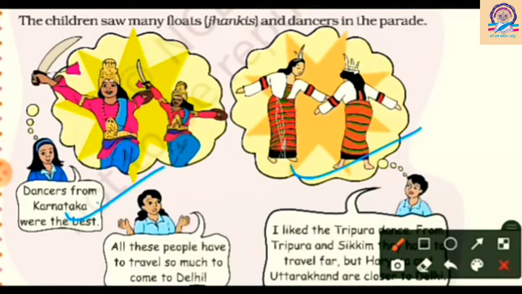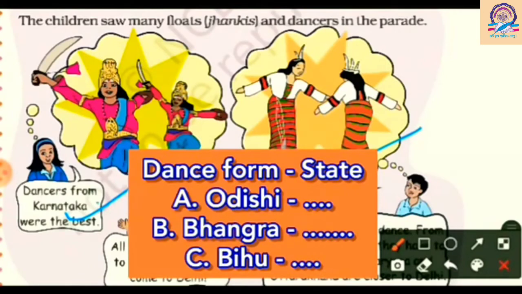I have given some dance forms and you have to identify and tell me in the comment box which state each dance form belongs to. Here is the list of dance forms. The first one is Odissi. You have to tell me the state of Odissi. Then B is Bhangra, and the last one is Bihu. You have to tell me the answer in the comment box. Okay, kids? So, let's move further.